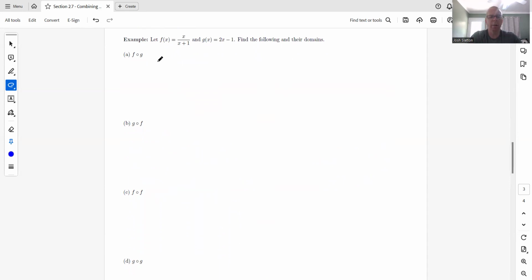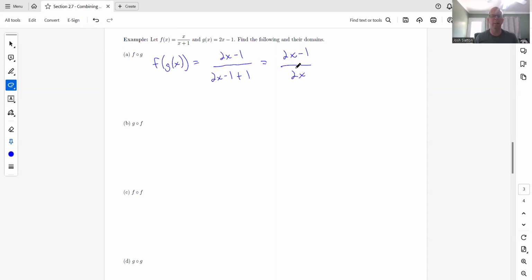So f of g of x. So we're going to plug 2x minus 1 in for that x and in for that x. So we have 2x minus 1 on top. Now this x, we're going to plug in 2x minus 1. And then we have the plus 1. And now it's just a matter of simplifying. So we have 2x minus 1 on top, 2x on bottom.